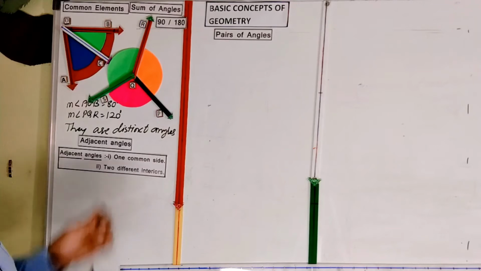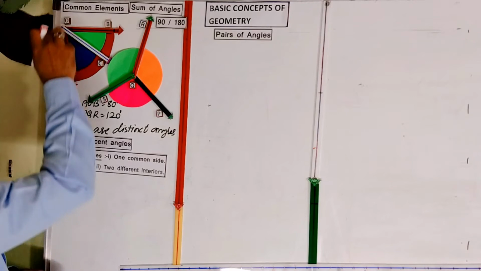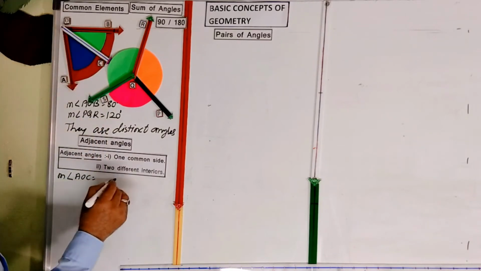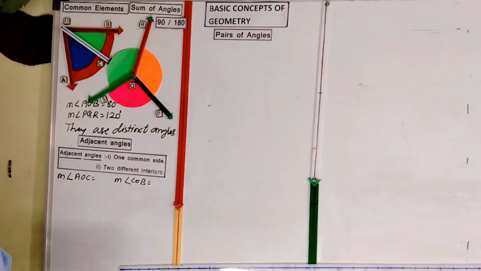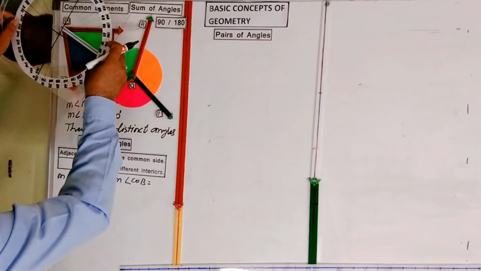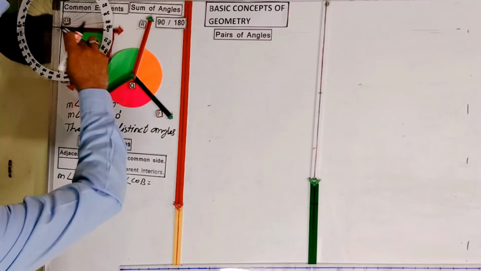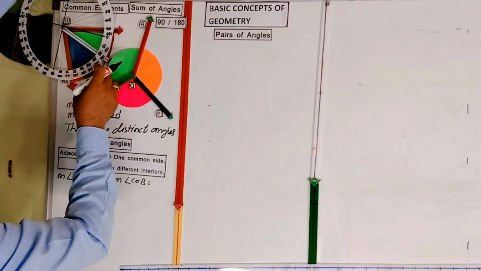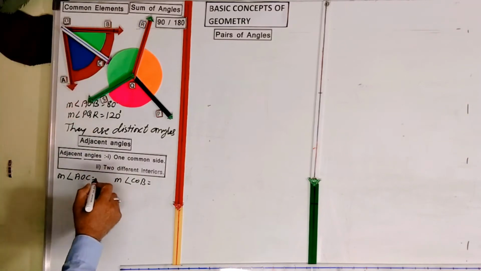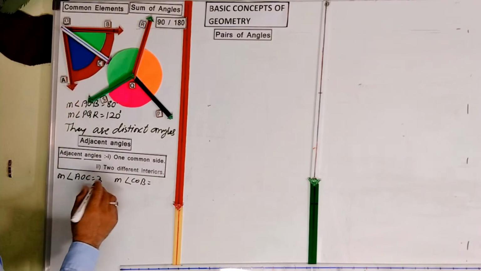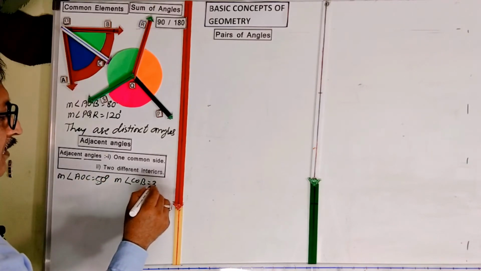Now, let us measure the angles of these. Therefore, you can write here measure of angle AOC and measure of angle COB. With the help of a protractor, we can find the measure. Coincide the center with the vertex and one arm with the 0. Yes, this angle is 30 degrees. Similarly, we will measure the other angle. Yes, this is 50 degrees. Therefore, you can write here AOC is 50 degrees and COB is 30 degrees.